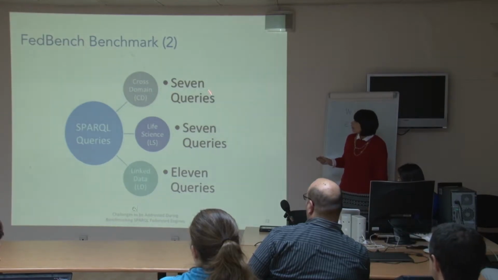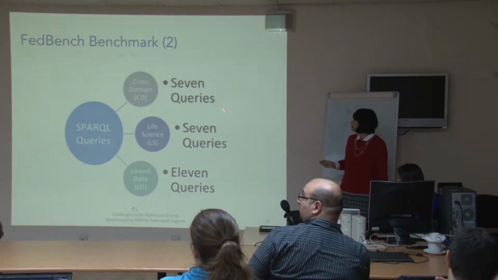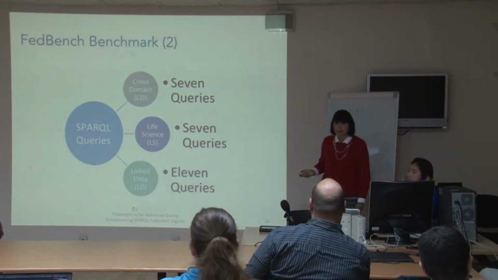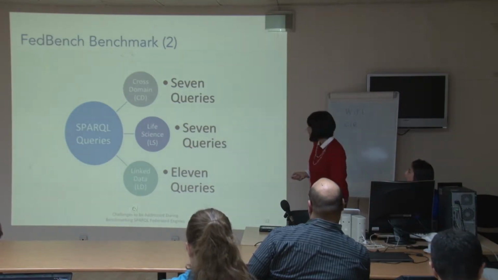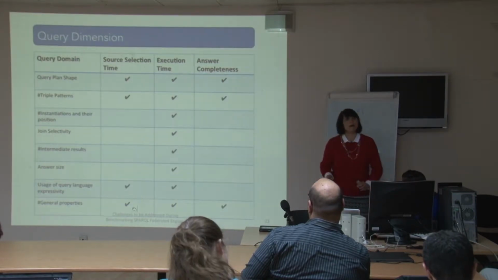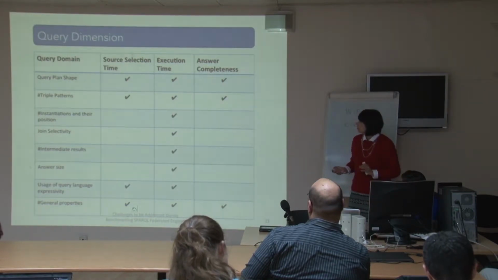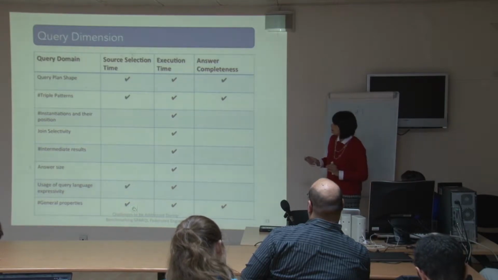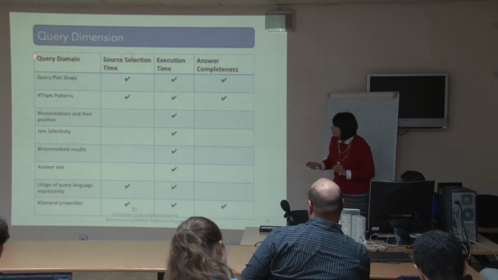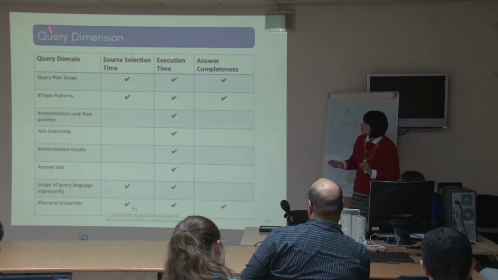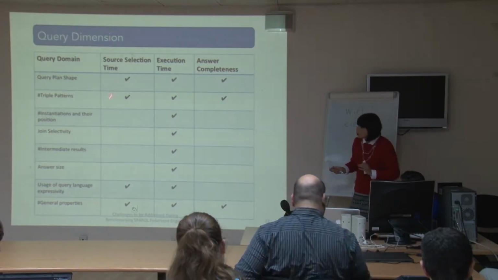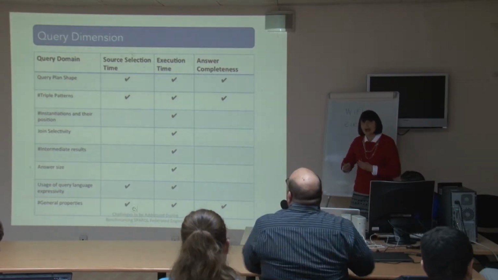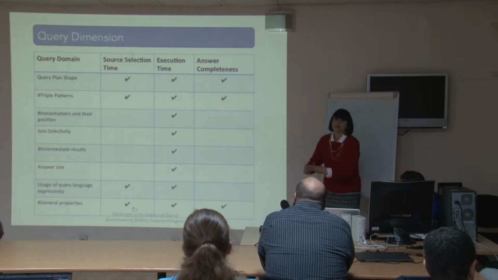And we have, well, for the cross-domain, we have 7 queries. For the life science also, we have 7 queries. And for the linked data, we have 11 queries. And let's see when we talk about query dimension. And when we talk about query dimension, what we are talking about is all the parameters from the query perspective that could impact on all the tasks that a query engine has to perform.